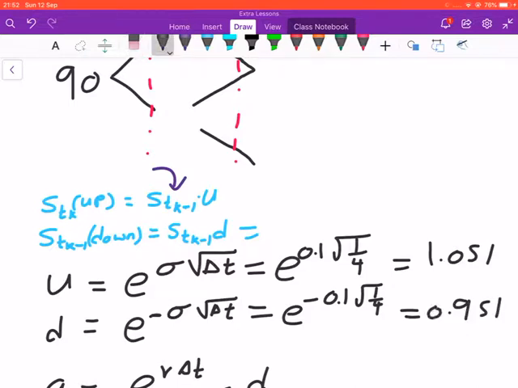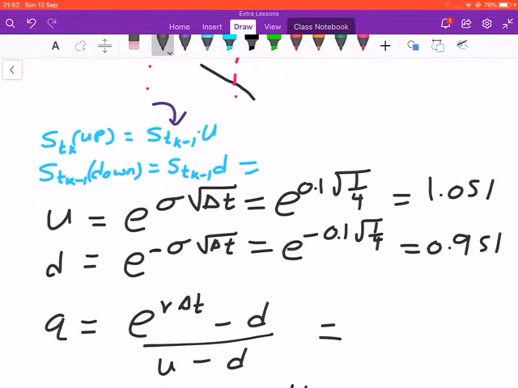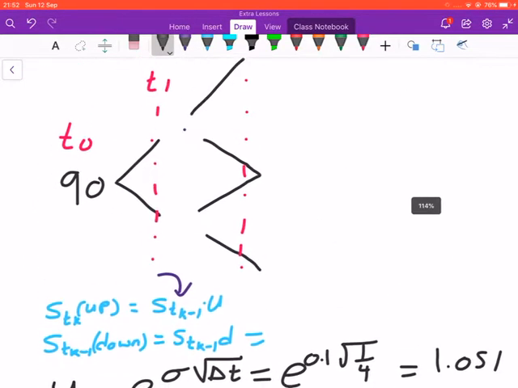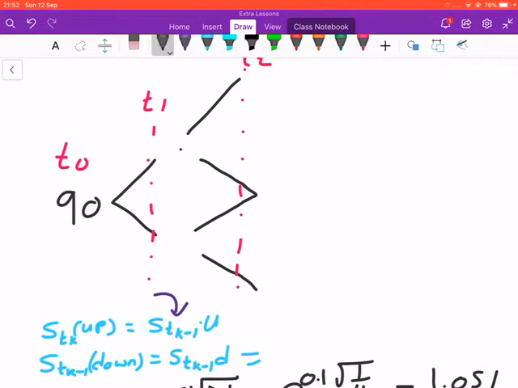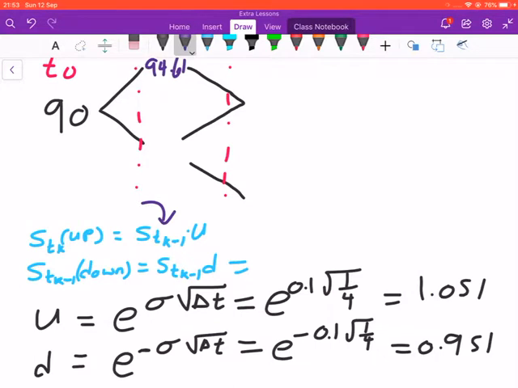So anyway, now that you have these values, you can find the value of these shares, right? You will say 90 times U, and the answer you will find is going to be 94.61, right? Remember the U, you already calculated it over here. It's going to be 1.051.